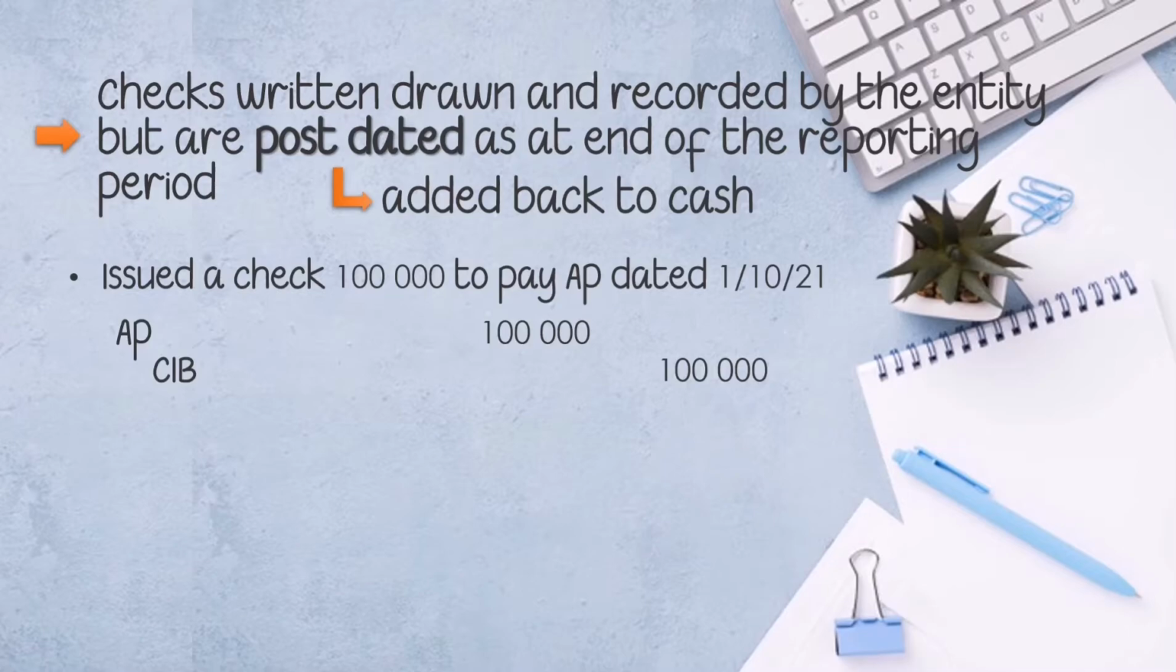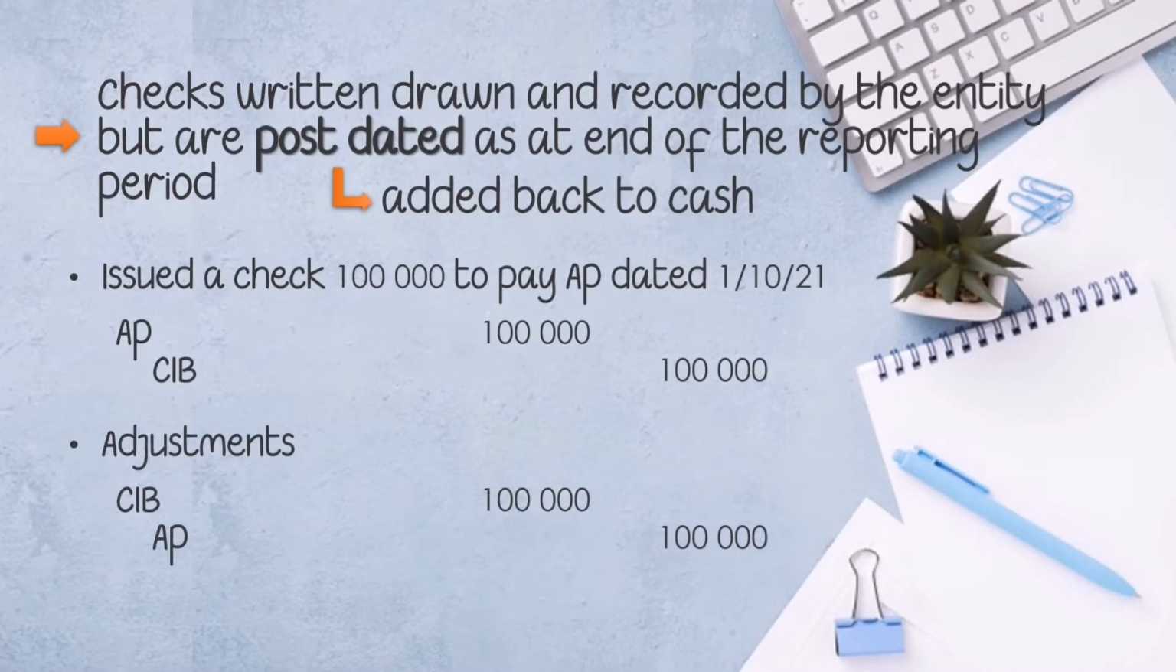So, by the issuance of the check, we recorded a debit to accounts payable and a credit to cash in bank amounting to 100,000. So, we need an adjustment for that. So, balik natin yung cash in bank, debit, and credit accounts payable amounting to 100,000 as well.